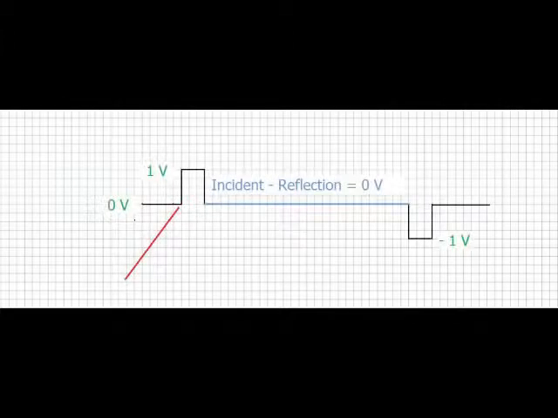This is where the scope sees the rising edge of the incident pulse. This is where the trailing edge of the incident pulse occurs. This is where the scope first sees the reflection, and this is the trailing edge of the reflection.